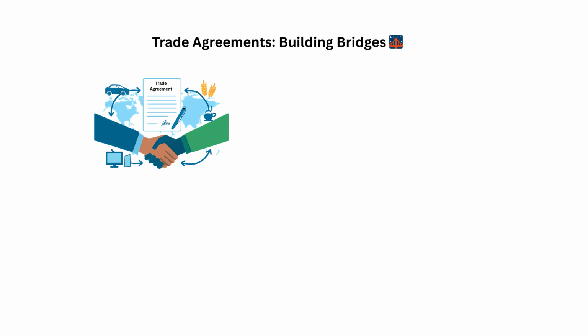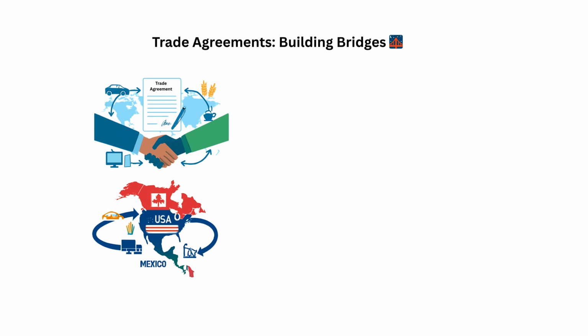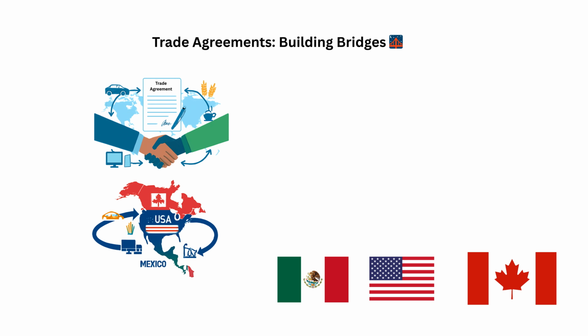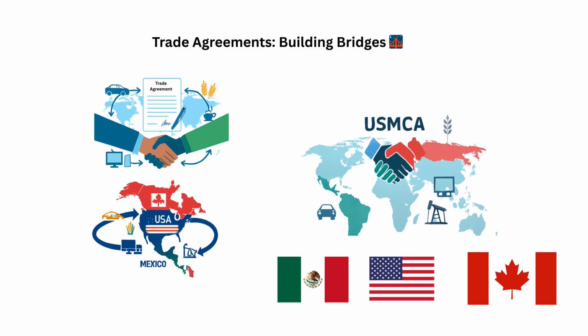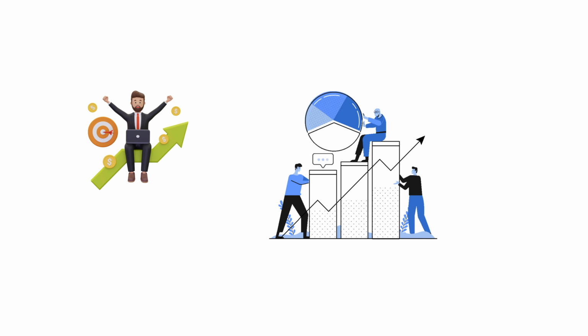Trade agreements are formal arrangements between two or more countries to allow the exchange of goods and services under agreed-upon conditions. One well-known trade agreement is the North America Free Trade Agreement, NAFTA, now replaced by the United States-Mexico-Canada Agreement, USMCA, which allows for the free exchange of goods between the U.S., Canada, and Mexico. Such agreements reduce tariffs, taxes on imports, and promote trade between countries, helping economies grow.